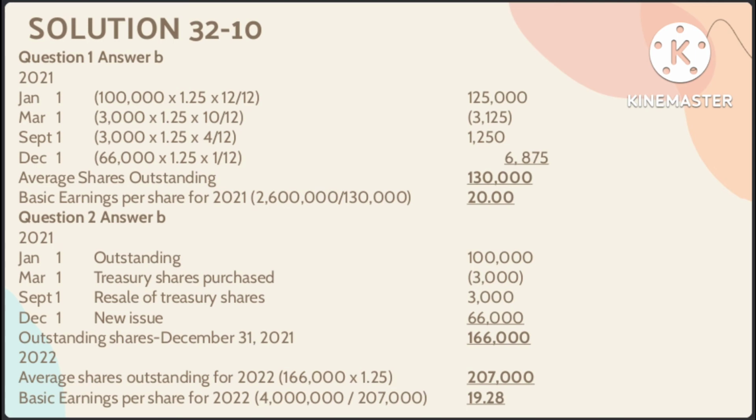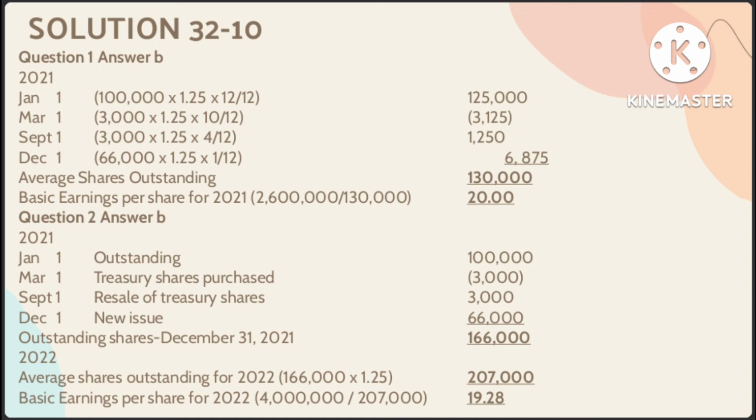Let's find the basic earnings per share for the year 2021. On January 1, 2021, we have 100,000 ordinary shares times 125%, from adding the 25% share dividend, times 12 over 12, which is the range of its effectivity, amounting to 125,000. On March 1, the entity reacquired 3,000 times 125% times 10 over 12. We have a deduction of 3,125 treasury shares. And on September 1, we have 3,000 times 1.25 times 4 over 12, amounting to 1,250.